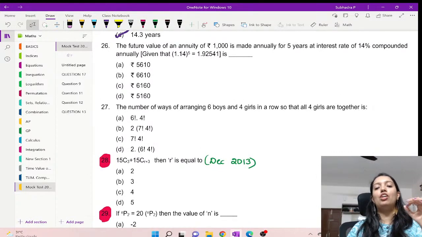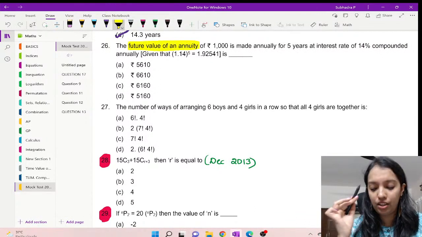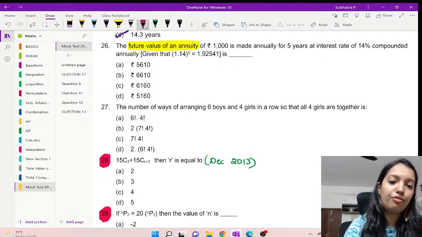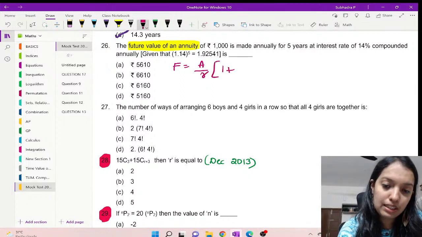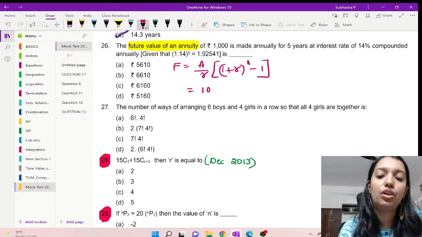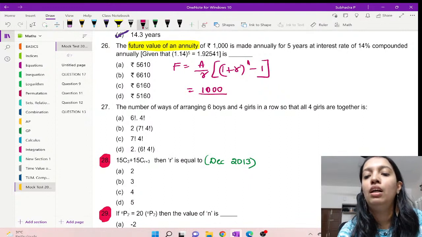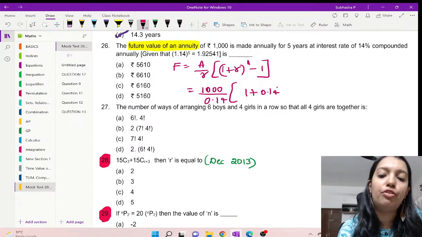The future value of annuity. Arey Baba, directly they have asked what they want. Future value of annuity you need to find. What is the formula for finding future value of annuity? F is equal to A divided by R into 1 plus R whole power n minus 1. What have they given us in the question? 1000 rupees made annually. So your annuity value is 1000, for 5 years at a rate of interest of 14%. So it is 1000 divided by 0.14 into 1 plus 0.14 whole to the power 5 minus 1.